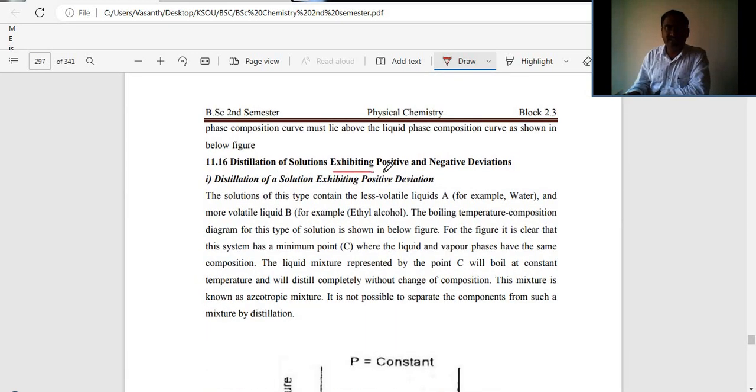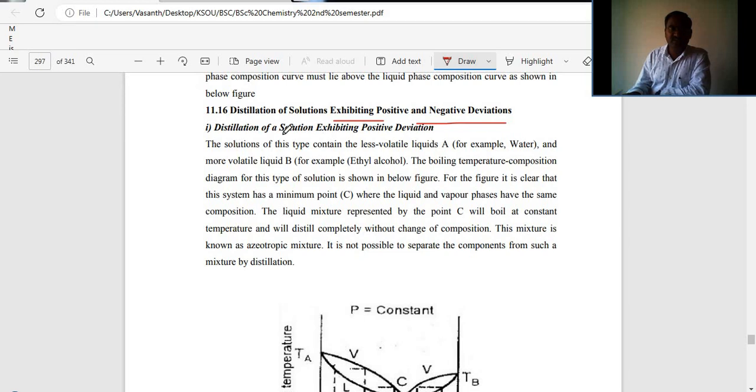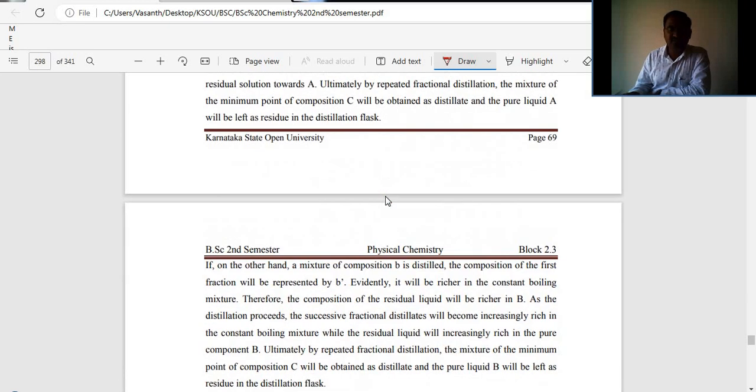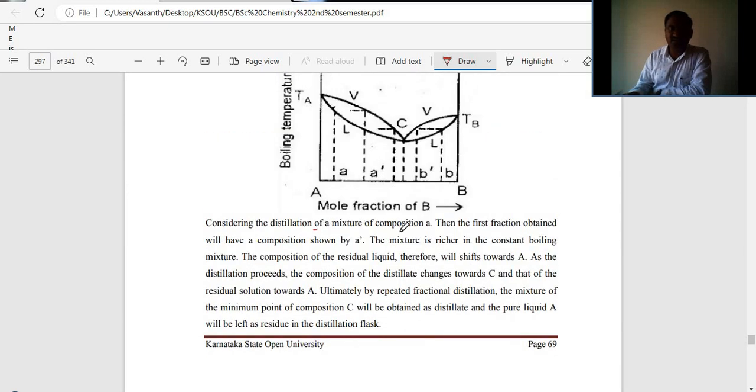Next, distillation of solutions exhibiting positive and negative deviation. This is the distillation of a solution exhibiting positive deviation. Consider the distillation of a mixture of component A. Then the first fractions obtained will have a composition shown by A.